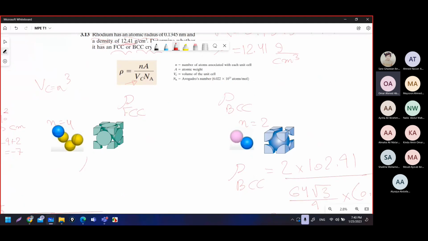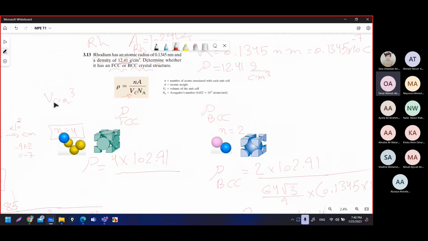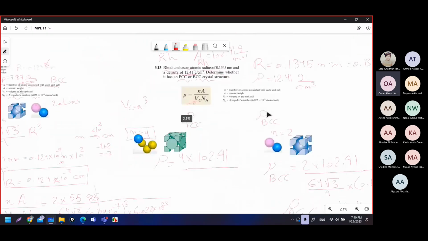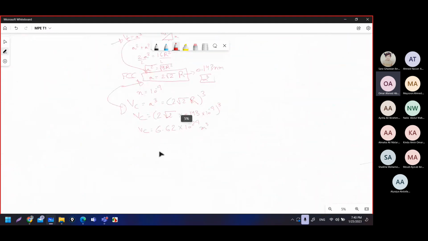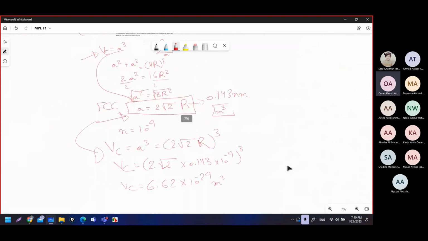Okay, so I predict that the crystal structure for rhodium is FCC, but let's make sure and calculate the atomic density for FCC. So n will be equal to 4, and the atomic weight will be the same, 102.91. For VC, we calculated VC for the FCC at the beginning of the tutorial at question number 1, when we already found the relation between A and R.